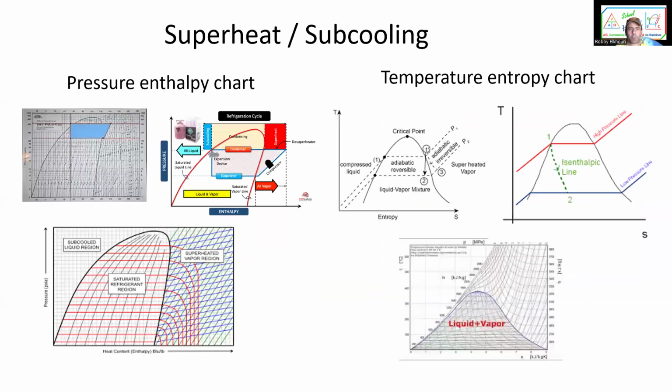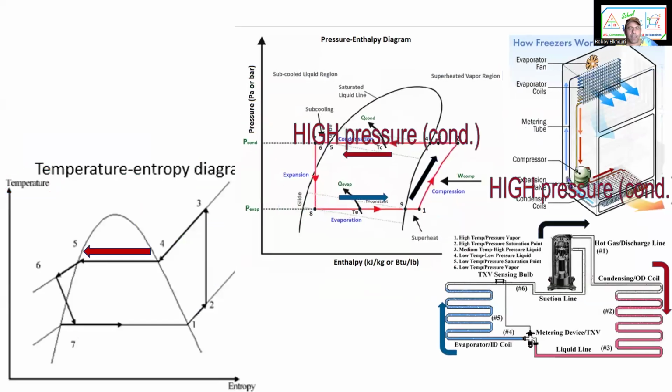That's enough for now. The next class is going to be superheat, subcooling, the pressure enthalpy chart, and the pressure temperature entropy chart, the fun stuff, the chemistry part of this business. This is very exciting. We will cover that next time.